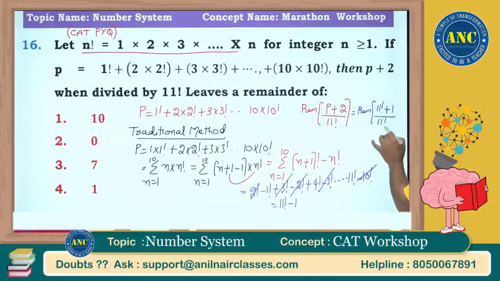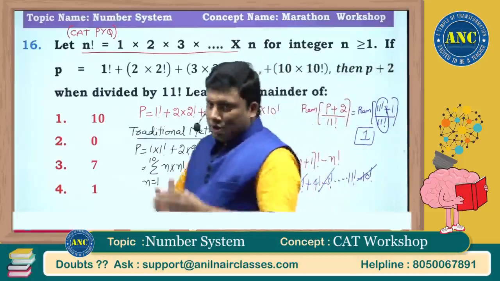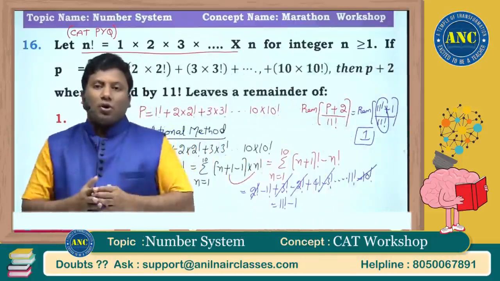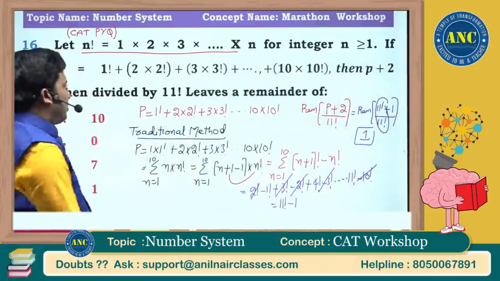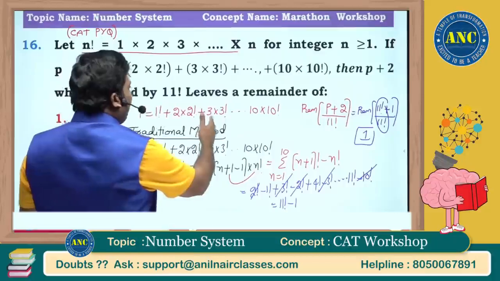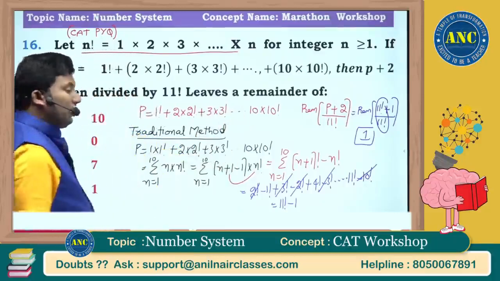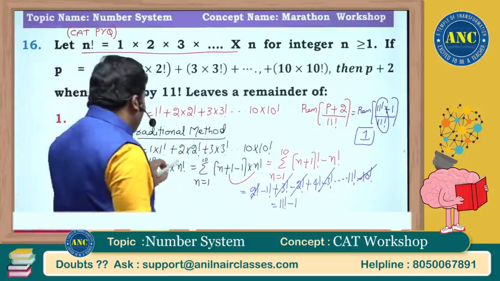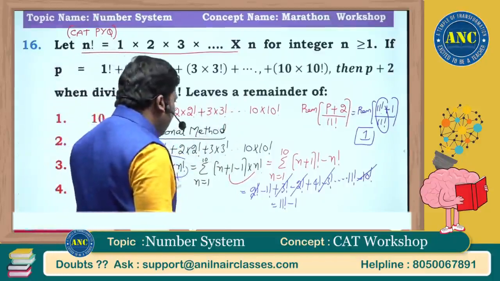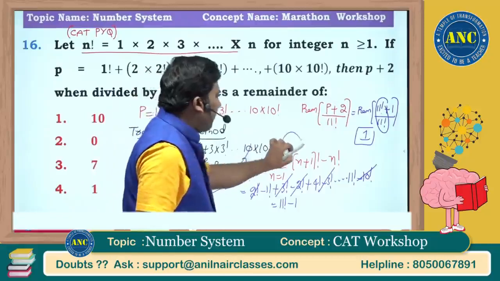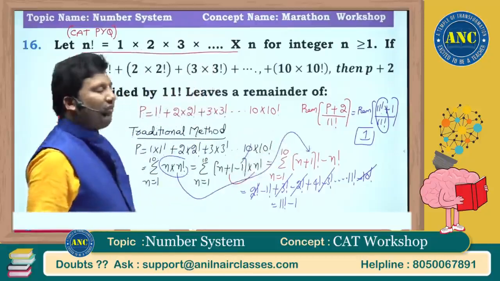11 factorial plus 1 divided by 11 factorial. 11 factorial by 11 factorial gives remainder 0. 0 plus 1 is 1. The answer for this question is 1. I am sure you might have seen this approach in almost all textbooks. The learning from this question is that n into n factorial becomes (n plus 1) factorial minus n factorial.